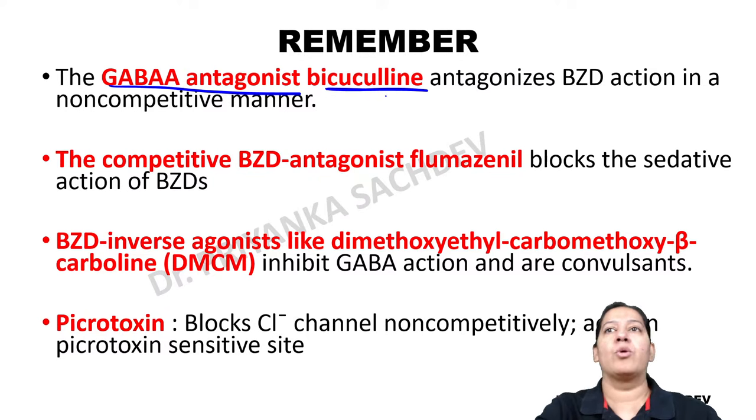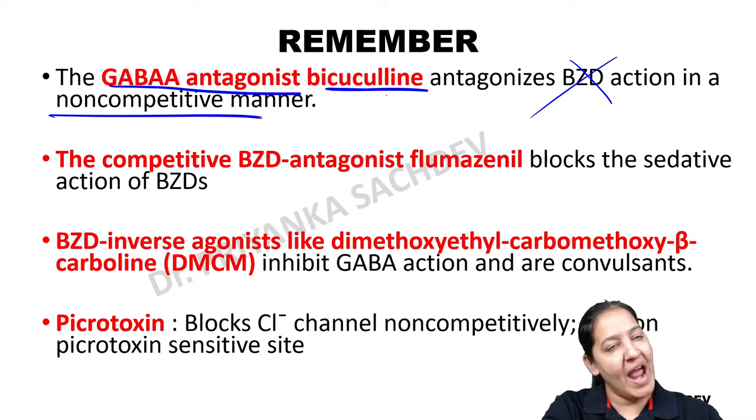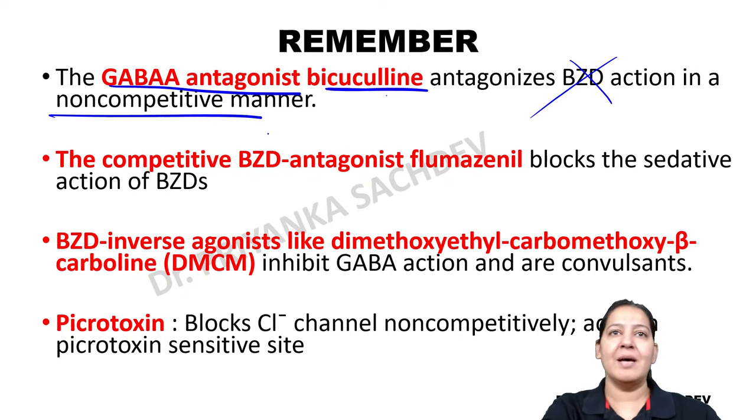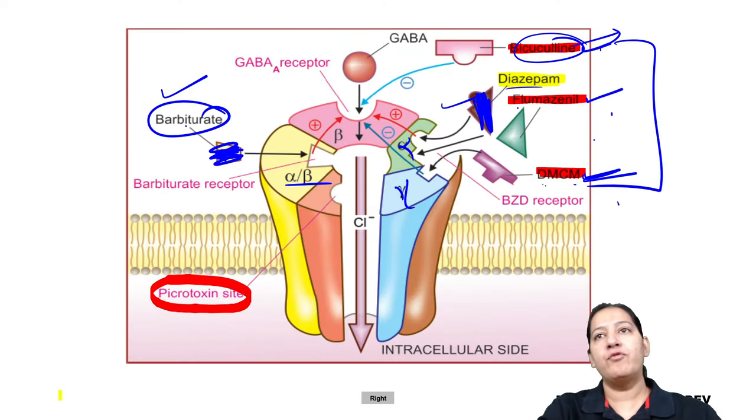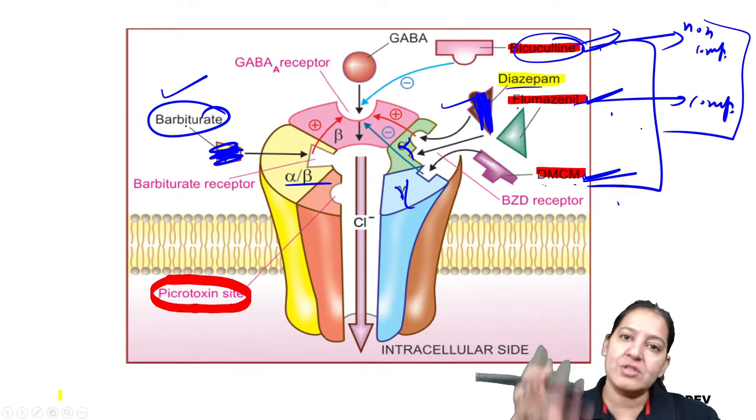Bicuculline antagonizes benzodiazepine action, basically. It is a non-competitive antagonist of GABA. The competitive benzodiazepine antagonist is flumazenil. So flumazenil is a competitive antagonist. Both of them are antagonists: bicuculline is a non-competitive antagonist and flumazenil is a competitive antagonist. But basically, these are antagonists of benzodiazepine.